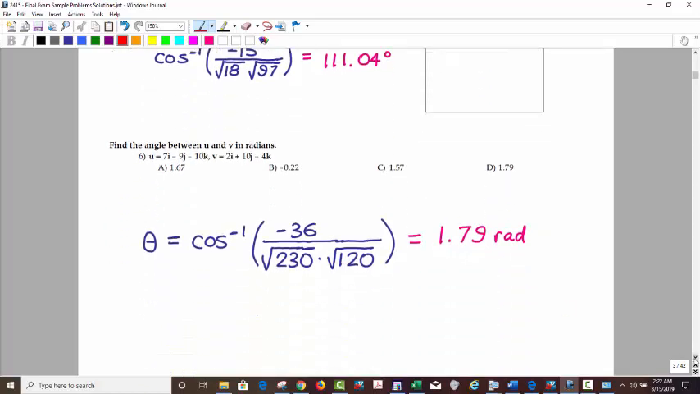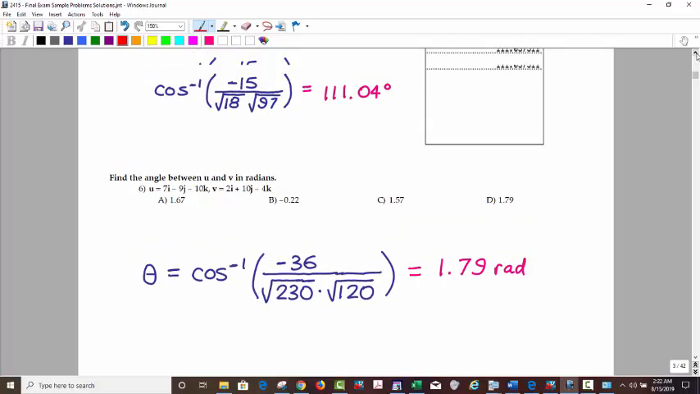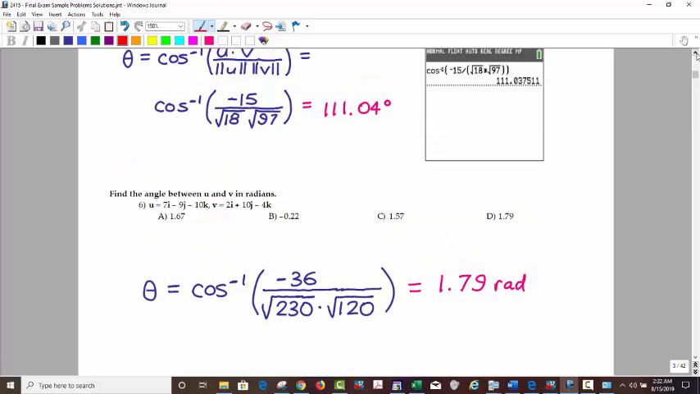So now the next one does say radians, so you'll still use the same kind of calculator strokes like I did up here, same kind of way with parentheses and everything. You just have to make sure that your calculator is then changed over to radian mode.